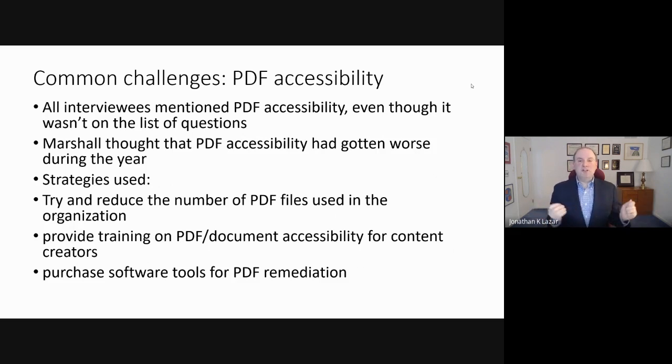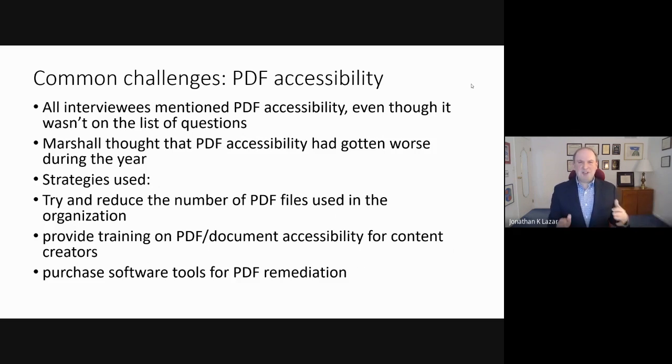So Marshall, for instance, described that at the small size university, PDF accessibility had gotten worse, right? That they were hoping to improve it. It actually slipped because so many offices hadn't gotten rid of PDF files. And instead, so many offices just scanned their forms and put them into a PDF file.